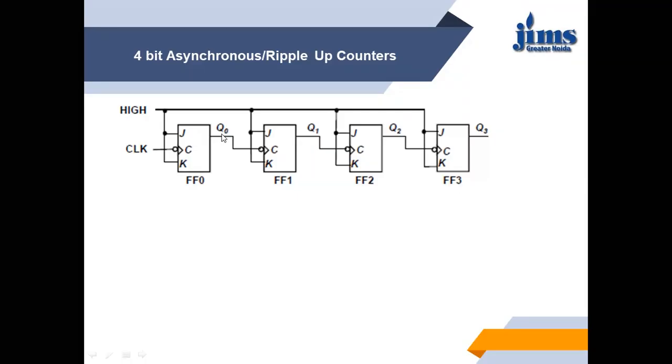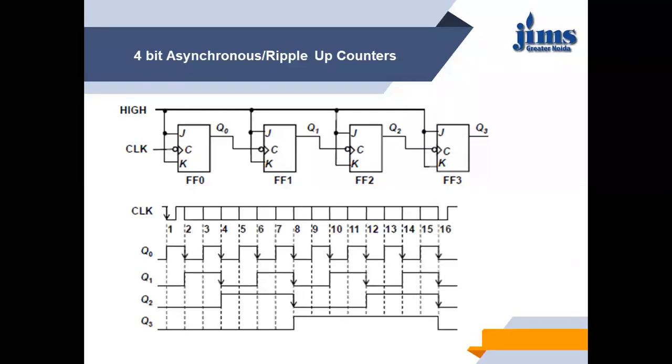This Q0 is your LSB, then Q1, Q2, and Q3. Here I have used a 4-bit counter, which means 4 flip-flops are used, and it will count from 0 to 2 raised to the power 4 minus 1, that is up to 15. So overall states are 2 raised to the power 4, that is 16. So it will start from 0, go up to 15, then come out again to 0, and the cycle repeats.